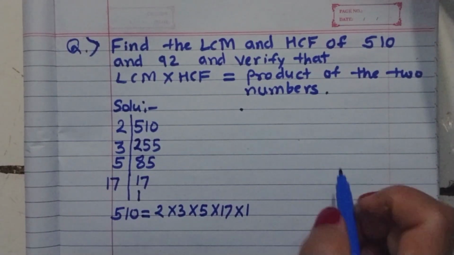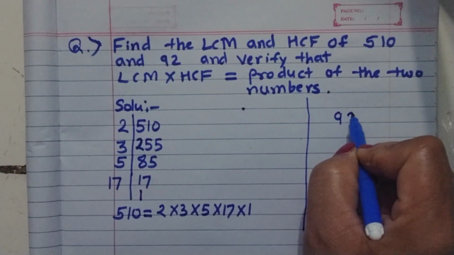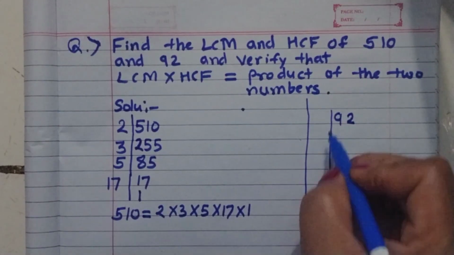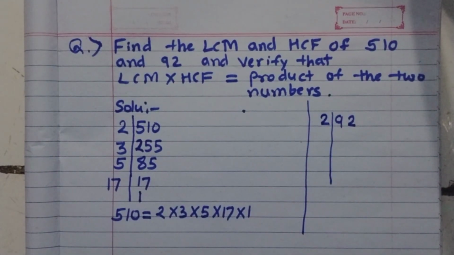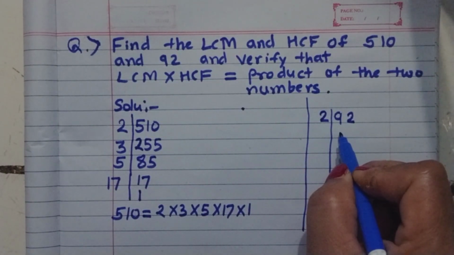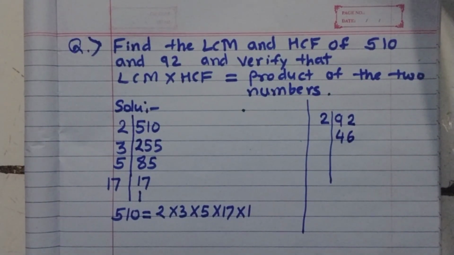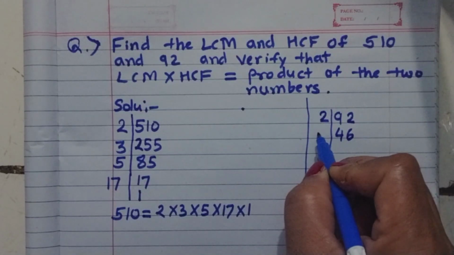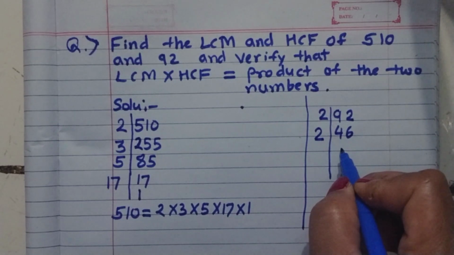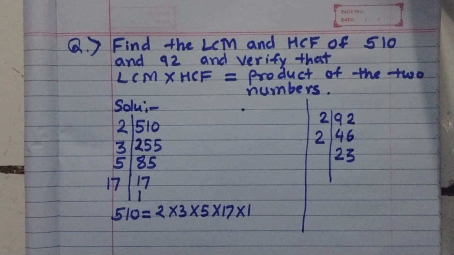Now we do prime factorization of 92. For this we write 92 and draw a vertical line like this. Now we start from the smallest prime number, which is 2. Division is possible with 2. When 92 is divided by 2, we get quotient 46. So we write 46 below 92. Now we again start from the smallest prime number. Division is possible with 2. When 46 is divided by 2, we get quotient 23. We write 23 below 46.